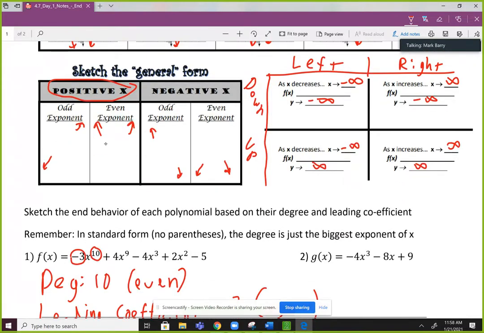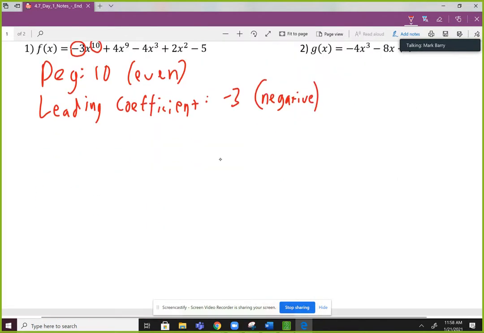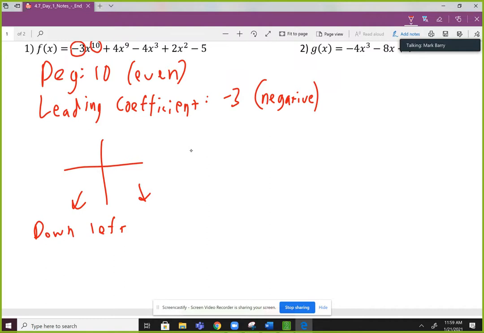So I'm going to go back up to my chart. Even negative was this fourth box over here, correct? So I'm going to draw a quick XY plane. I'm going to draw down to the left and down to the right. However, I also want to describe this, okay? So how I describe it, I'm going to describe it in English first. So we go down left and then down right.